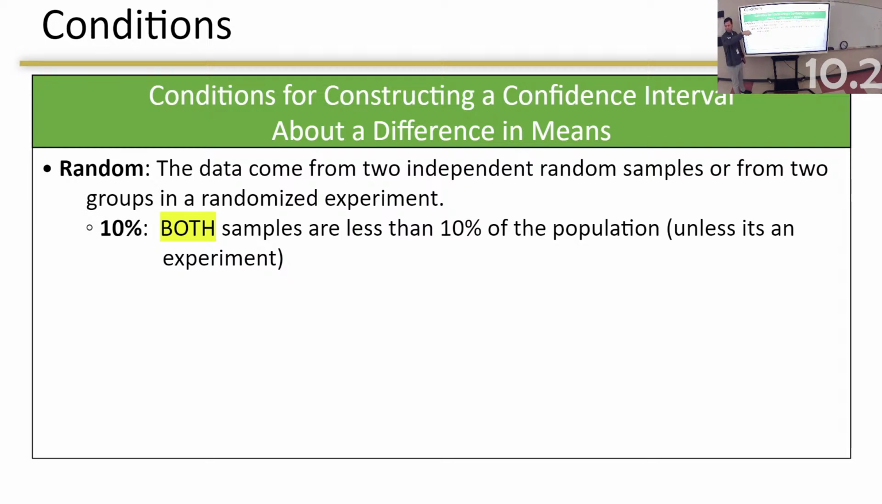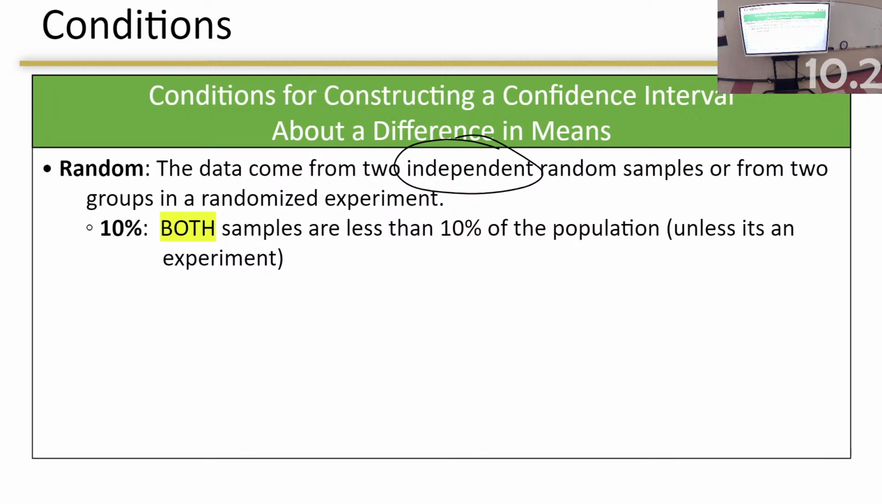Again, these don't change. These are the same for all of them. And then the large counts is also the same. We just need to make sure we get it updated on how we show the large counts or approximately normal. So we got 2 independent random samples. And that independent is going to be huge this chapter, because you might have some that are not independent. We're going to talk about that halfway through this lesson. So make sure you recognize if they are independent or not. Like I said, that's going to be huge.